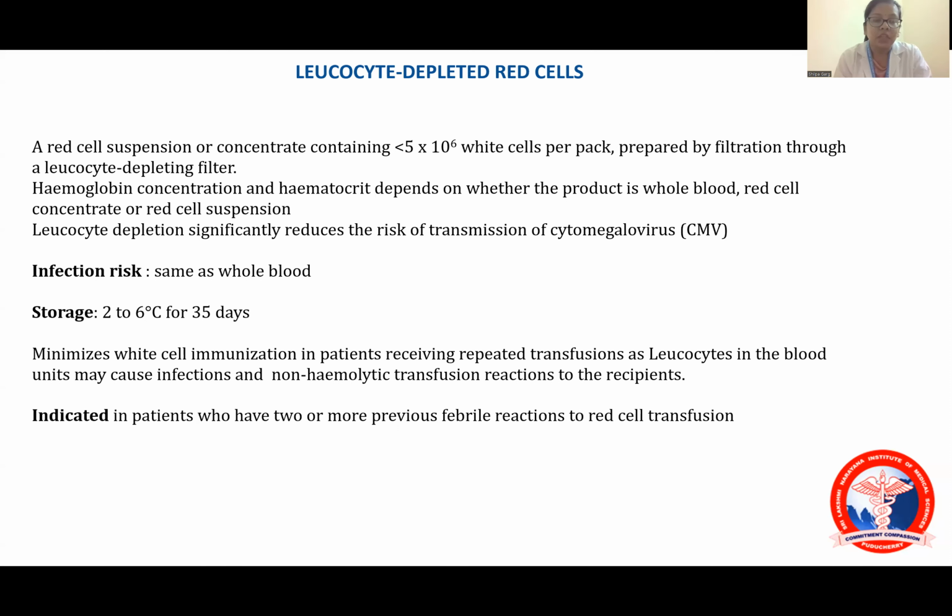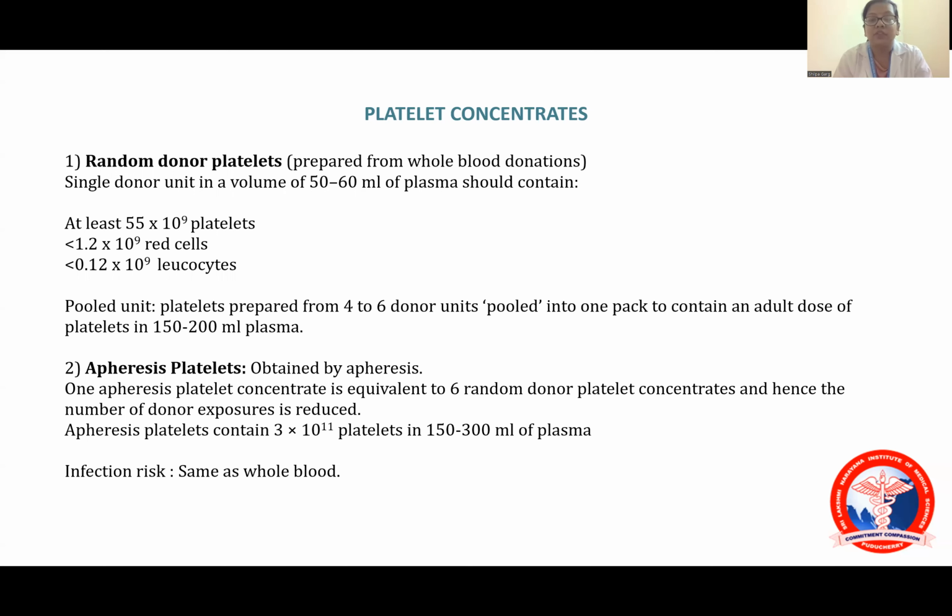Next, platelet concentrates. Now, this is a very commonly used concentrate. Two types of platelet concentrates are available. One is random donor platelets. Second is apheresis platelets. Random donor platelets, or RDPs, are prepared from whole blood donations. A single donor unit in a volume of 50 to 60 ml of plasma should contain at least 55 × 10^9 platelets.